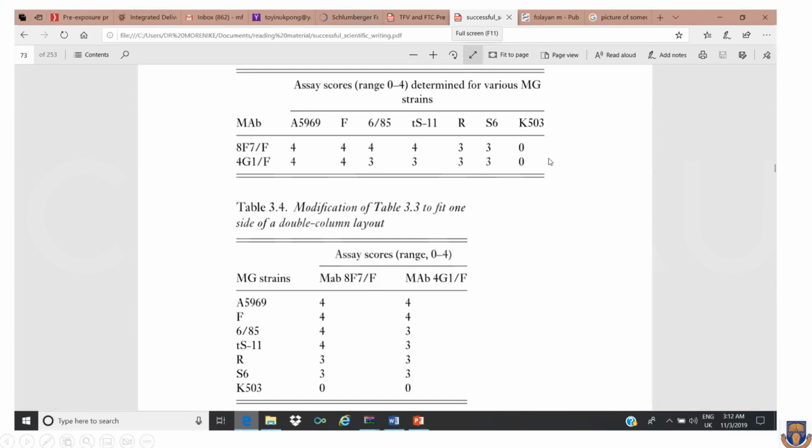The third thing to note is that once you have acronyms, please put the definition of the acronym immediately below the tables. Immediately below the tables, please define the acronyms.